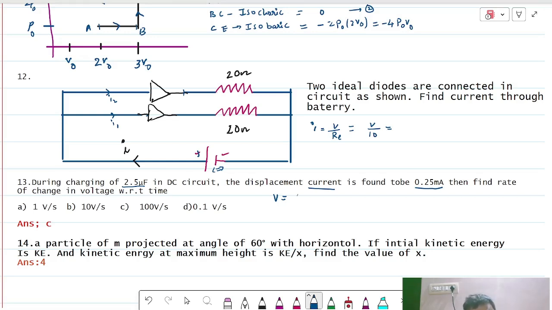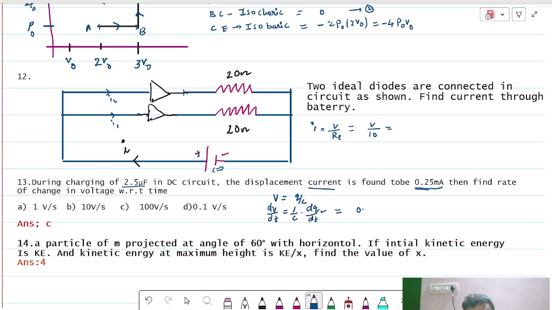V is equal to Q by C, correct only. C value is given. So the change in voltage with respect to time, dV by dt, is equal to 1 by C into dQ by dt. So dQ by dt is given, that is current, and C also is given. So dV by dt is what is being asked.